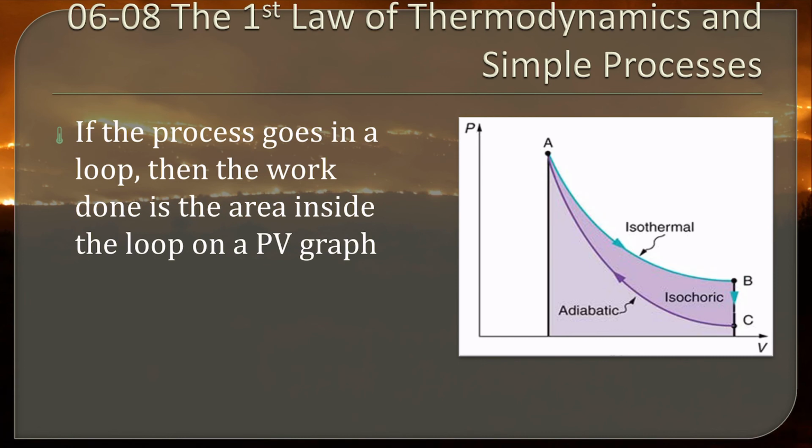If the process goes in a loop, then the work done is the area inside the loop on a PV graph. And here is the reason why. On coming down, the work is everything below it. Going back up, the work is there, but we're going backwards, so that would be a negative amount of work. So all that lower part canceled out, so the only work is in the middle, darker colored part of the graph.